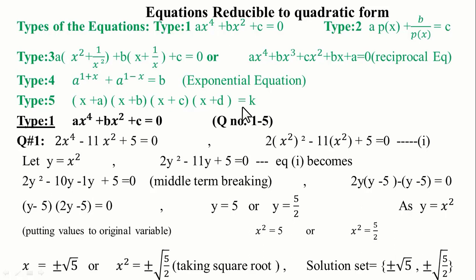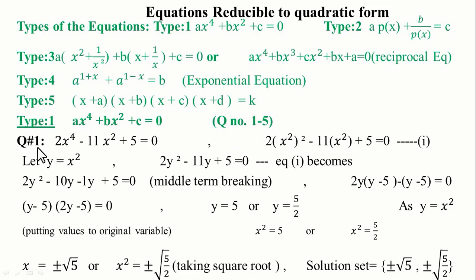So in today's lesson, we will discuss questions number 1 to 5 as type 1 equations, ax to the power 4 plus bx square plus c is equal to 0. So today we will discuss the first type of equation. So let's start today's lesson on type 1, ax to the power 4 plus bx square plus c is equal to 0, in Exercise 1.3 questions number 1 to 5.